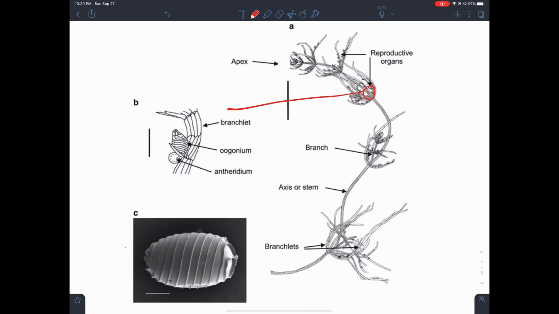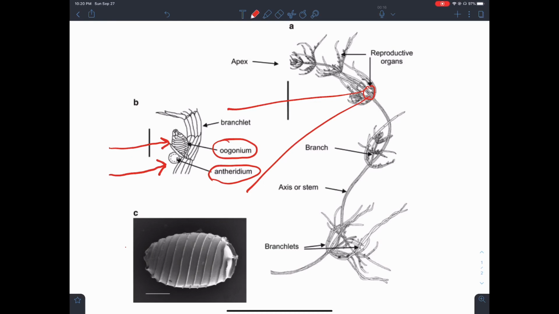If you enlarge those, you actually see that there are two different gametangia. This large gametangium here is called the oogonium. That is the egg-bearing gametangium in the algae. This gametangium that subtends that, or right below that, is called the antheridium. The antheridium is the sperm-bearing gametangium.